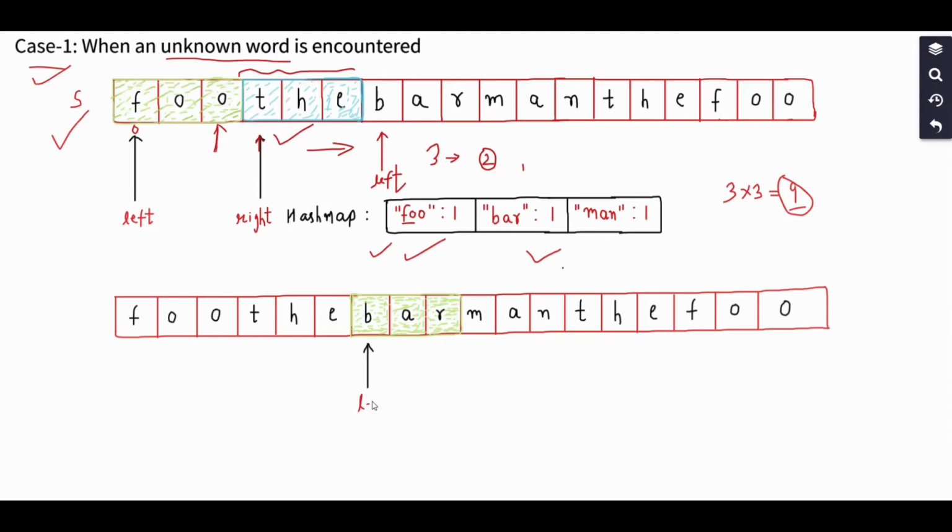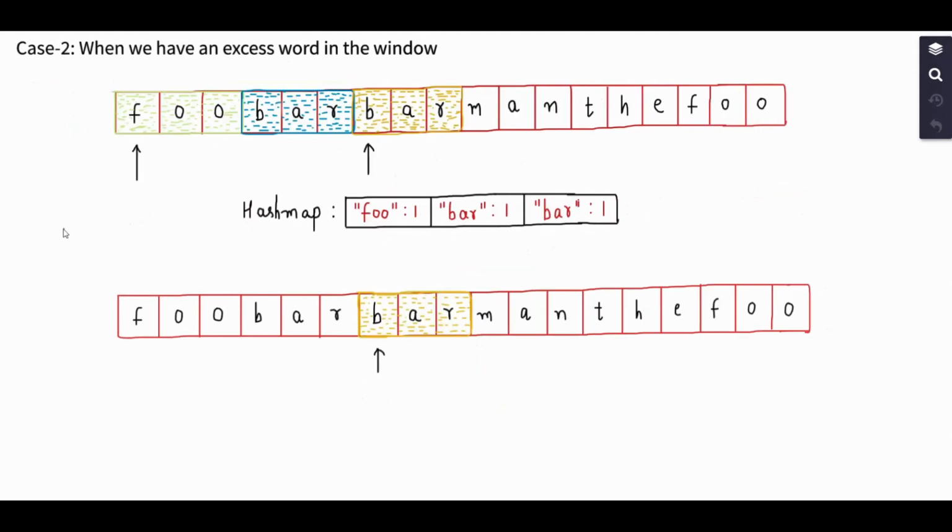So this is the left pointer here and the right pointer will again start from here, so this is the right pointer, and then I will check the next word. Let's see another case. The other case is we find an excess word. So this is case number 2, where we have an excess word in the window. This is our current window. We have found FOOBAR and in the third word we have a repeating scenario. We have a word which is repeating. So here we have bar, then we have bar again.